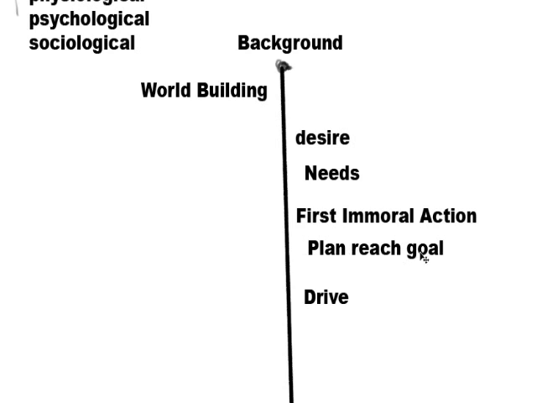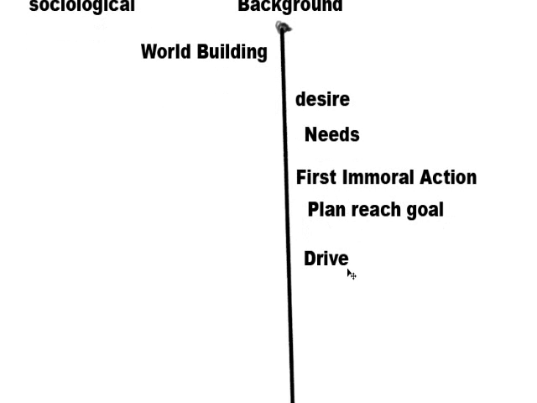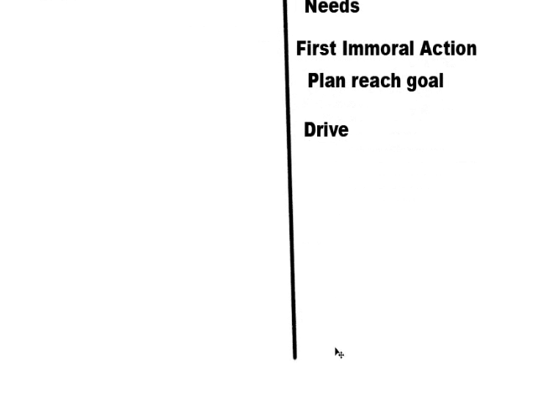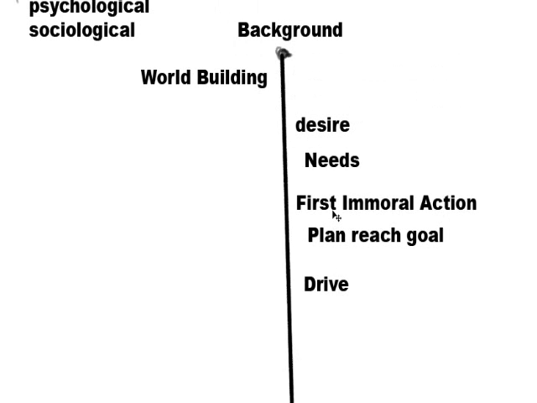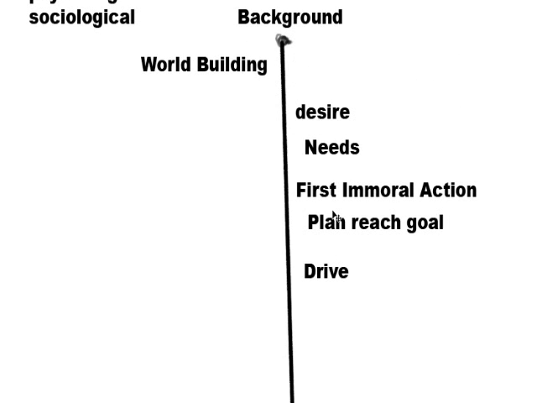Then we need the plan to reach his goal, and that kicks off the story. So a lot's happened here. This is like 75 pages into the story or so. And now the drive kicks in, and the drive will take on most of the story. This is called the middle, and for me it's the most difficult part to write. It's most people's difficult part to write.